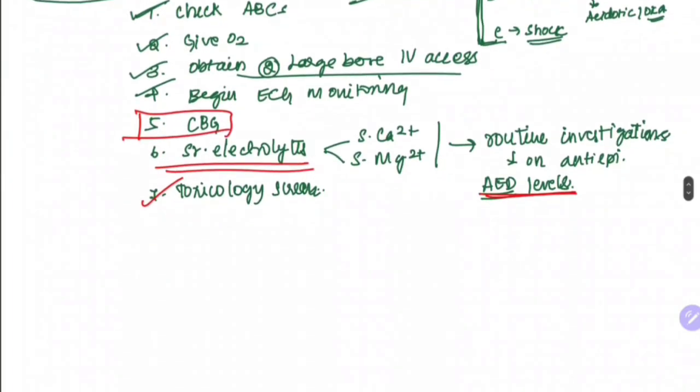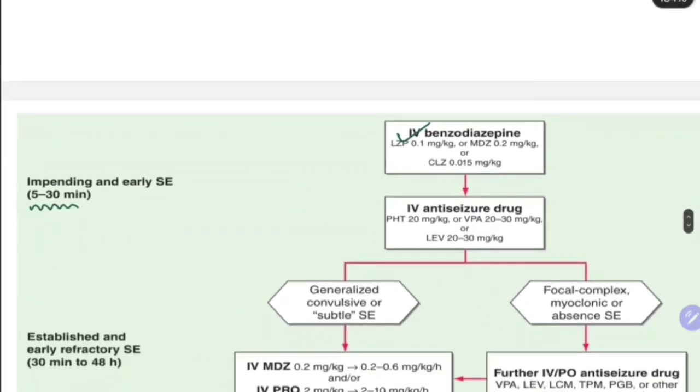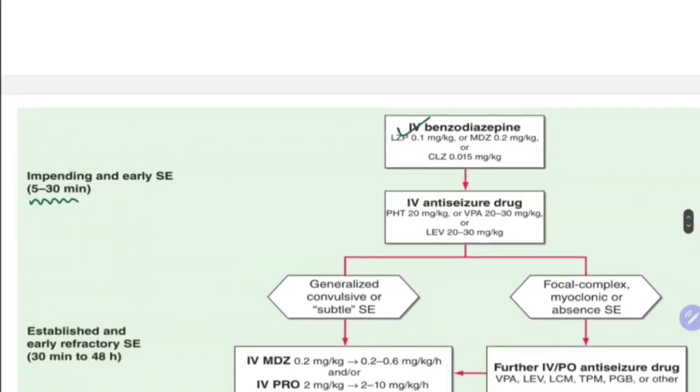Okay, so the first 5 minutes is over now. Next, for the following 5 to 30 minutes, what are we going to do? This is impending or early status epilepticus.